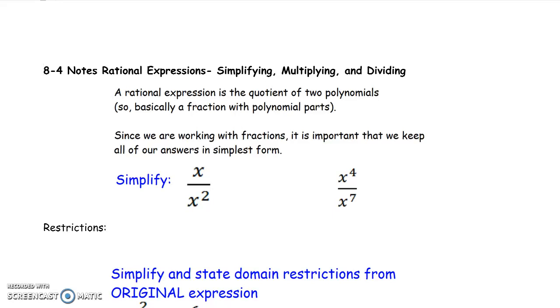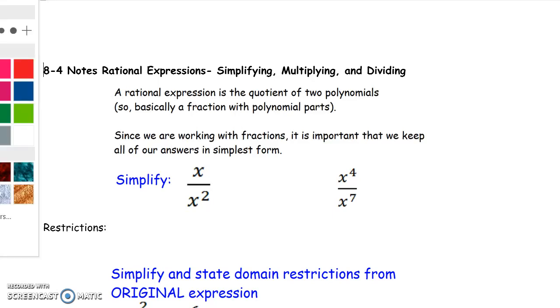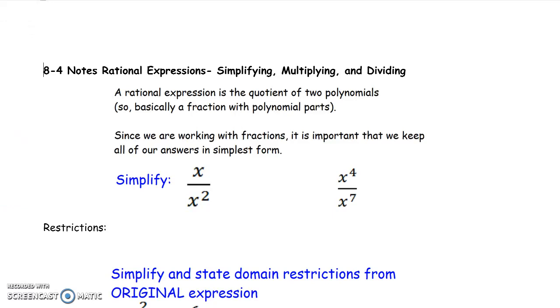In this lesson, we're learning how to simplify, multiply, and divide rational expressions. A rational expression is the quotient of two polynomials, which is a fraction with polynomials in both the numerator and the denominator. Since we're working with fractions, it's important that we keep all of our answers in simplest form, and the way we do that is very similar to simplifying fractions with plain old numbers.